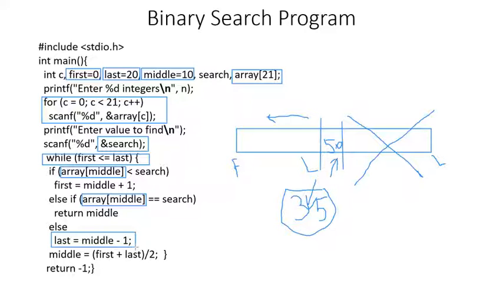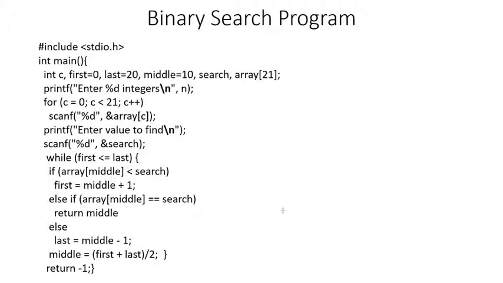Now what if it is greater than the element in the middle? That means it will exist on the right hand side. If it exists on the right hand side, then there will be no change in the value of last, but first will become middle plus 1. And what if the element has been found? If the element has been found, it has been found at position middle. So we are basically going to return that the element has been found at this location.